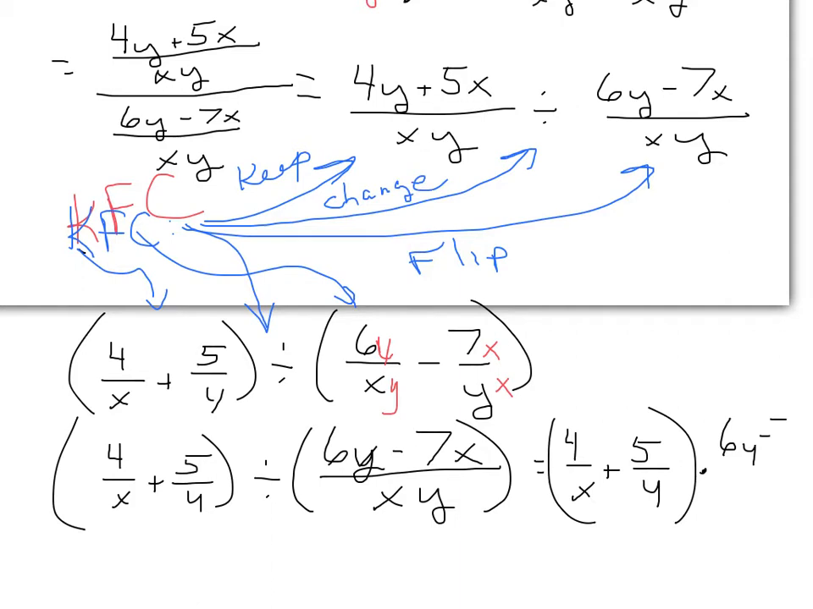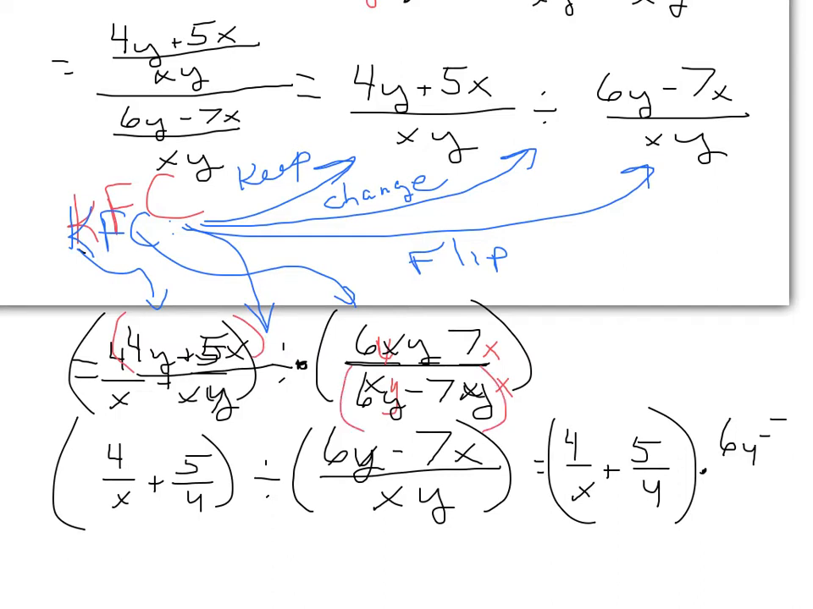We keep the first, so we rewrite (4y plus 5x) over xy. Then we flip the second, so we get xy over (6y minus 7x). And we change from division to multiplication. And now we can see if we can cancel anything out. And obviously the xy's can cancel out, and that is all that can cancel. So our final result is (4y plus 5x) over (6y minus 7x).